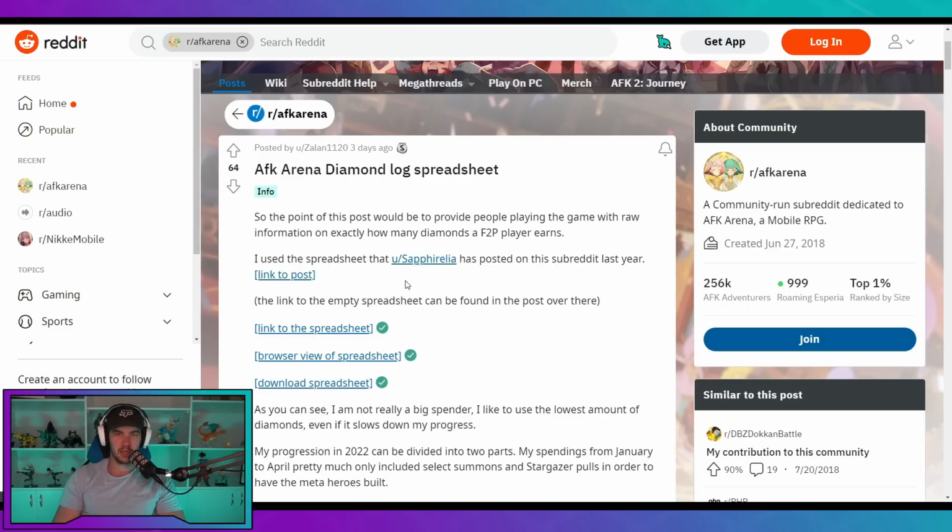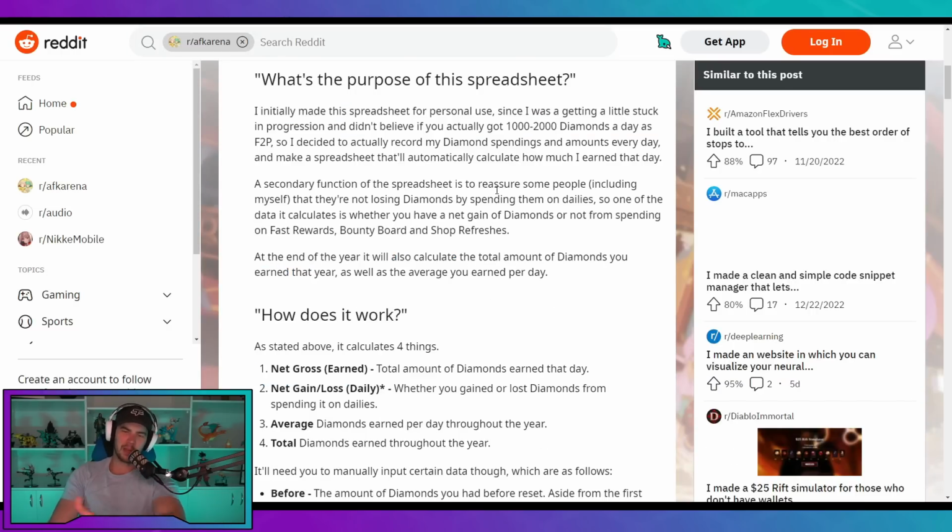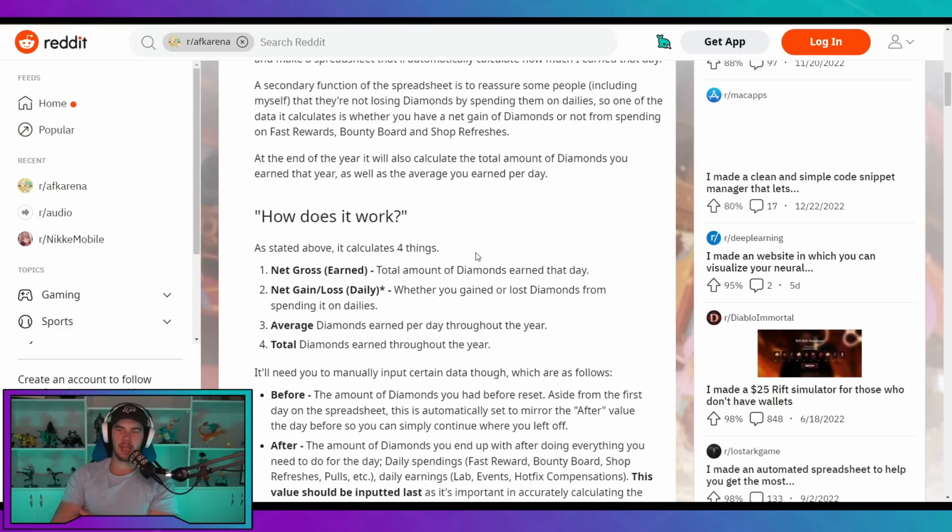Basically, last year, my brain's cooking trying to read this name and say it. I always butcher names. Saffarelia. I think I nailed that. Anyway, they made this post and built a blank spreadsheet that people could take, and throughout the year they could enter their daily data on diamonds to try and find out what the daily income was for their accounts.